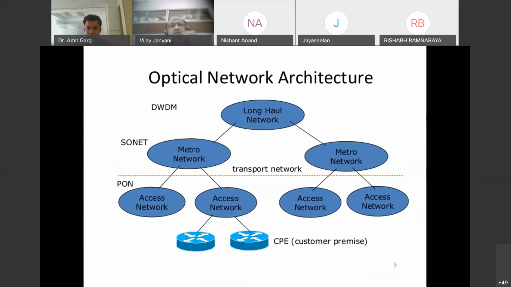So this is the diagram which gives you an idea about what various network architectures are, as far as the reach, the length of the cables are concerned. Long haul networks, as I told you, they cover very big distances. DWDM is the prominent technology or protocol used in those communications.